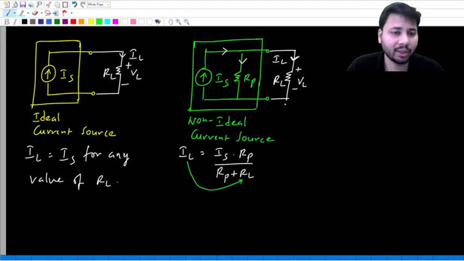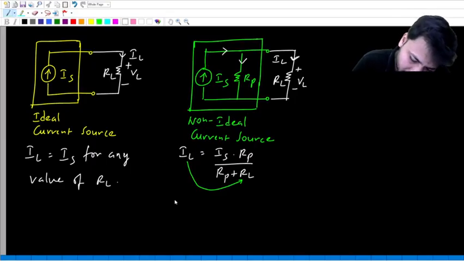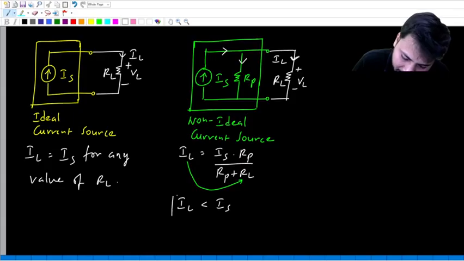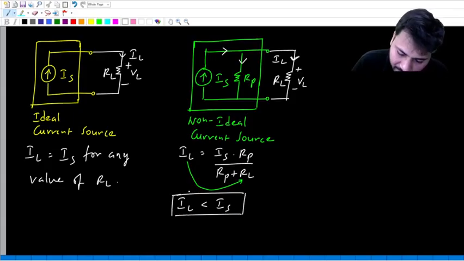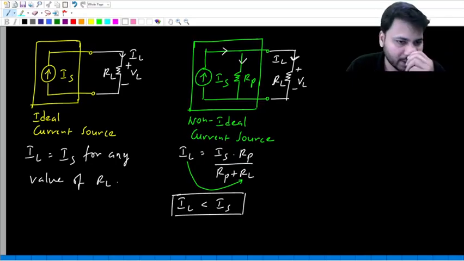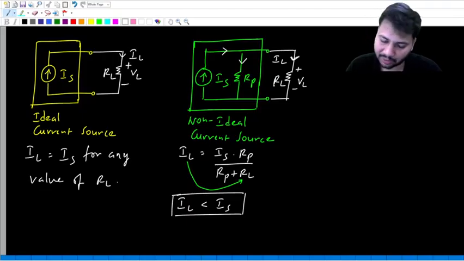So will the load current always be less than the source current? Yes or no? Always the load current will be less than the source current, because some of the source current will flow through the internal resistance. Only the remaining current will flow through the load.